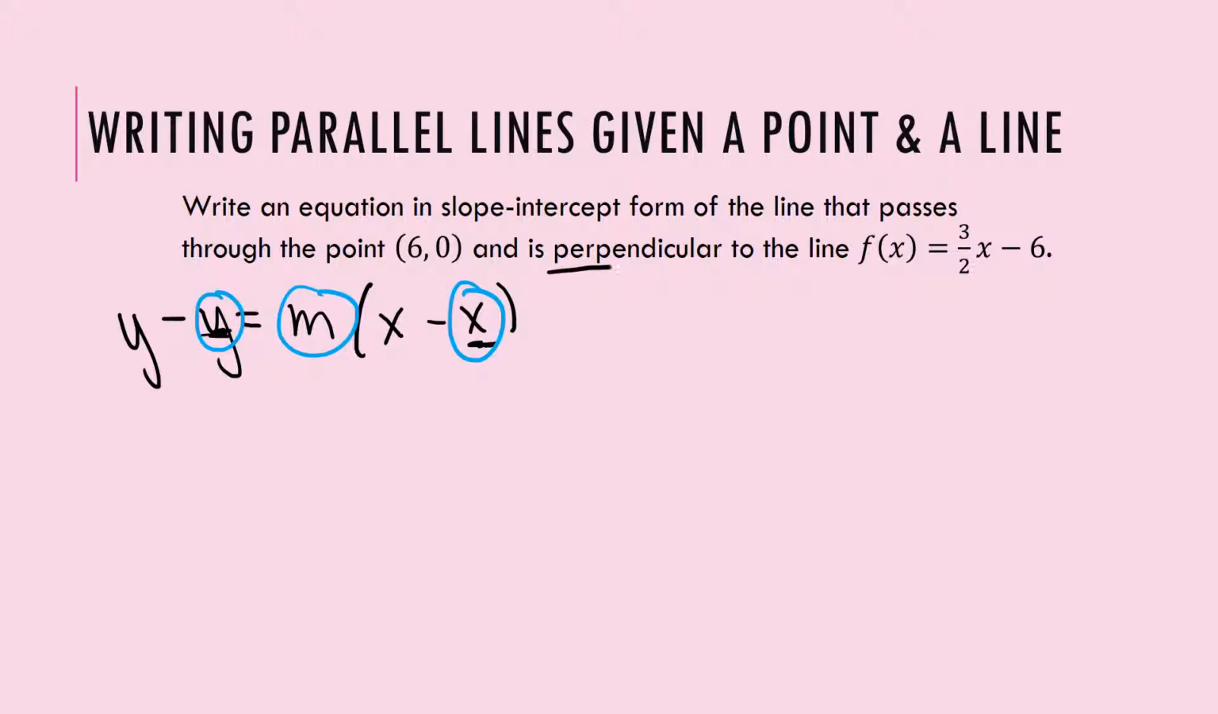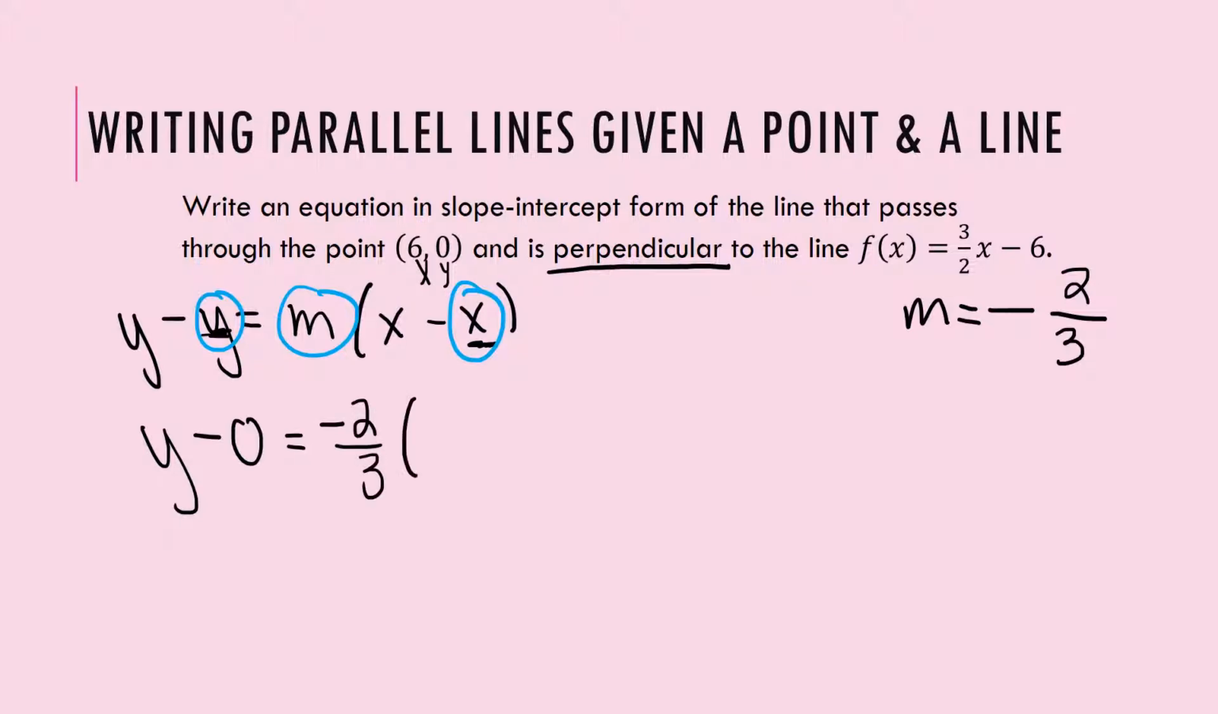But first, let's figure out what my m is going to be if it's perpendicular to the current one. So it's the opposite sign. Well, I've been given a positive one. If I want the opposite, it's going to be negative. And the reciprocal of 3/2 is 2/3. So my m is going to be a negative 2/3. So now I need to plug in x and y into my equation. So y is 0, so it's going to be y minus 0 is equal to my m, negative 2/3, times x minus the x of my ordered pair, which is 6.